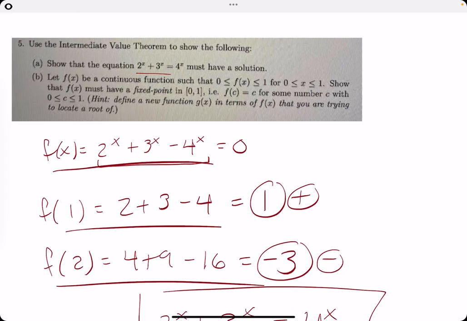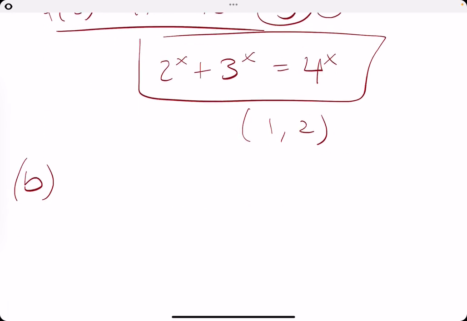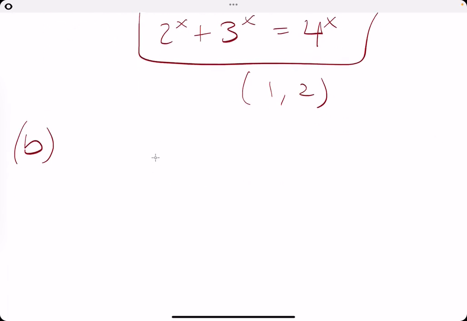Let f be continuous. F is bounded by 0 to 1. From 0 to 1, show that f must have a fixed point. In other words, f of c equals c. Hint, define a new function. Okay, so eventually, we're trying to show there's some c for which f of c is equal to c. In other words, c is just an x value, so we're trying to show that there's an x value for which f of x is equal to x. In other words, the y value's equal to the x value.